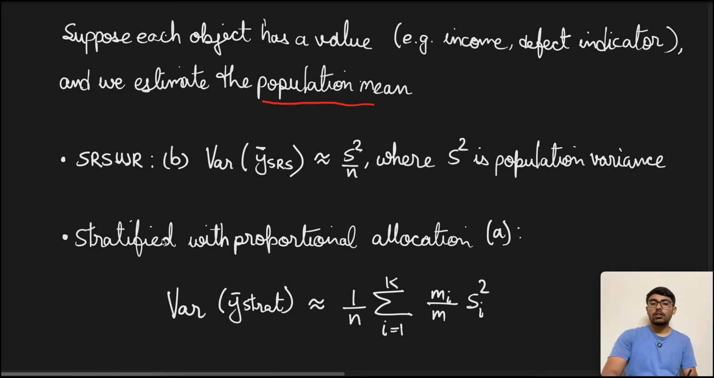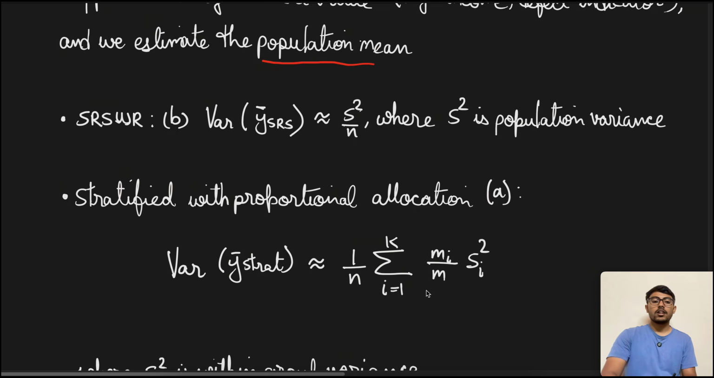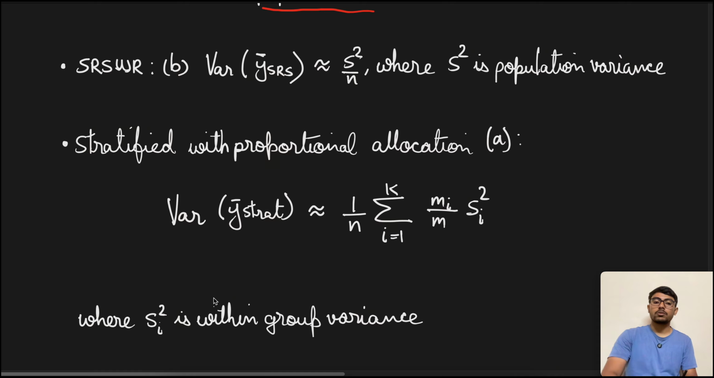Stratified with proportional allocation, which is scheme A, this time the variance of the stratified mean is nearly equal to 1 over n summation of i from 1 to k, which is the number of groups, mi over m times si square. Now, just for you to guess what si is, si will now be the within group variance, right? So let's suppose the group is in itself a population, so the variance in that population is denoted by this, right? So si square is the within group variance.